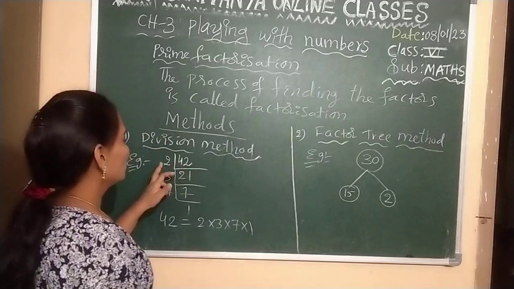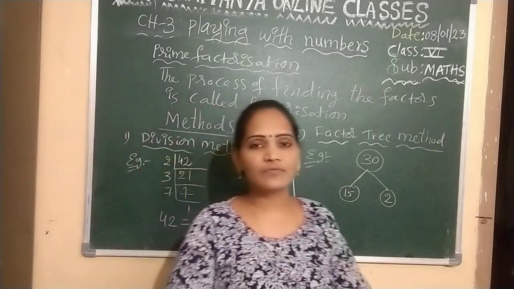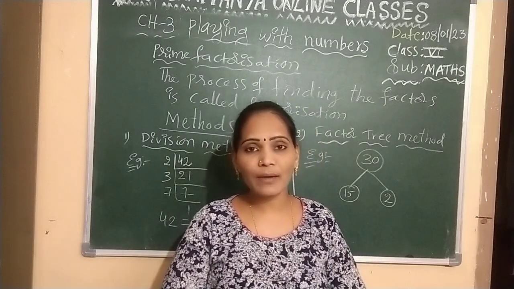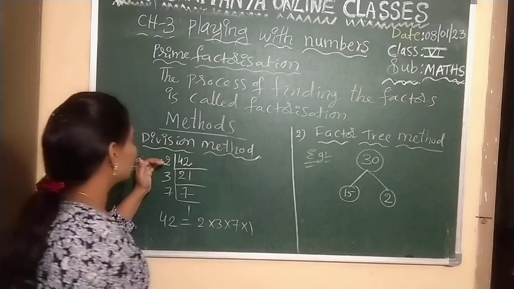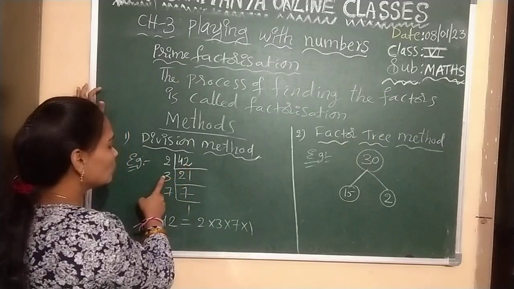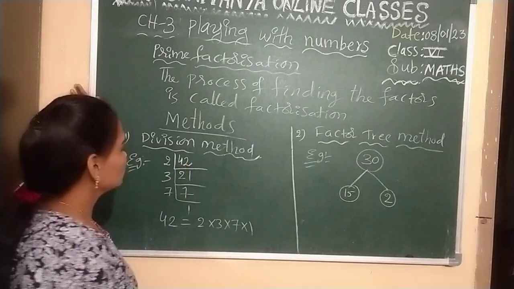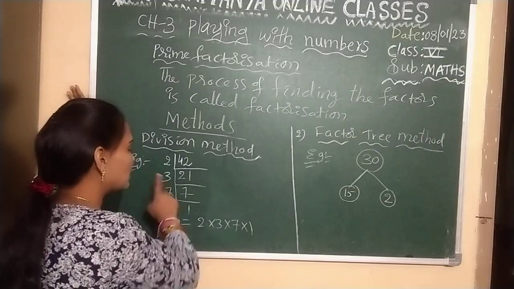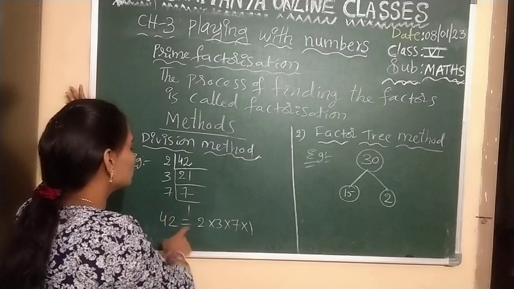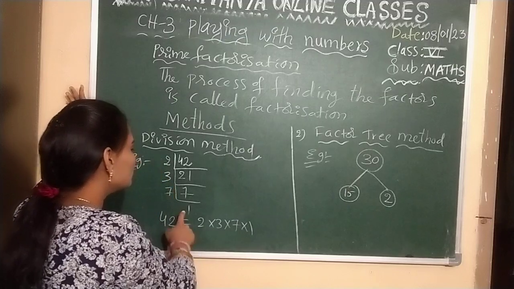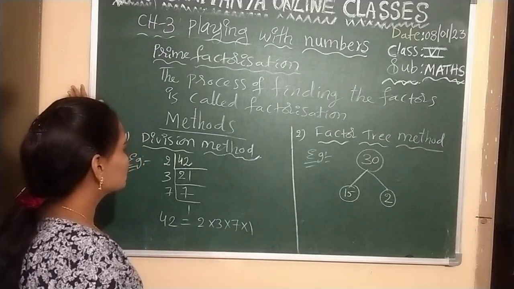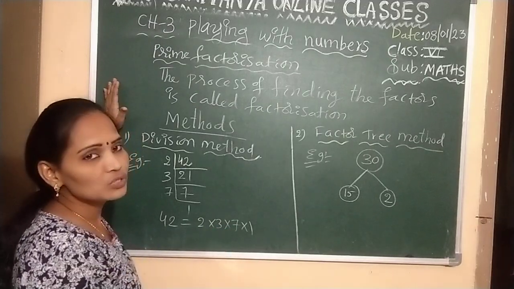Example: 42. In this factorization, first we should start with the least prime number, that is 2. 2 2s are 4, 2 1s are 2. Now 21 we cannot divide with 2, so take 3. Next number is 3. 3 7s are 21, 7 1s are 7. Now 42 is equal to its prime factors. What we got by using this method, those factors we should write here: 2 into 3 into 7 into 1. This is the division method. This is how we should do it by using the division method.